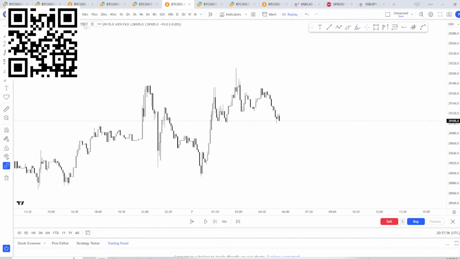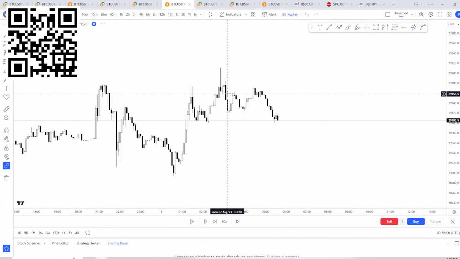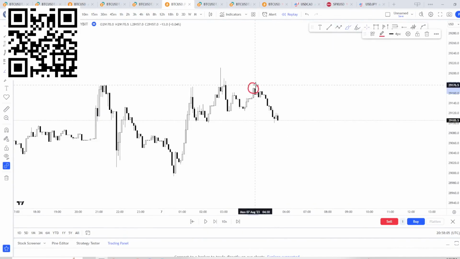Let's go to the 10. Technically, it was, but it came into a supply range. And it's funny to say this, but really, the third tap wasn't here. It was actually here. Okay? I know it looks funny, but let's actually go through this one.